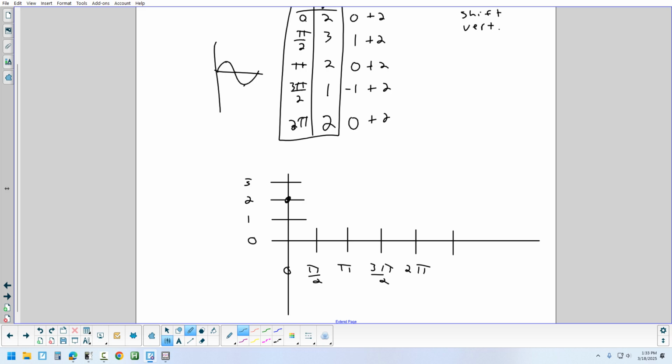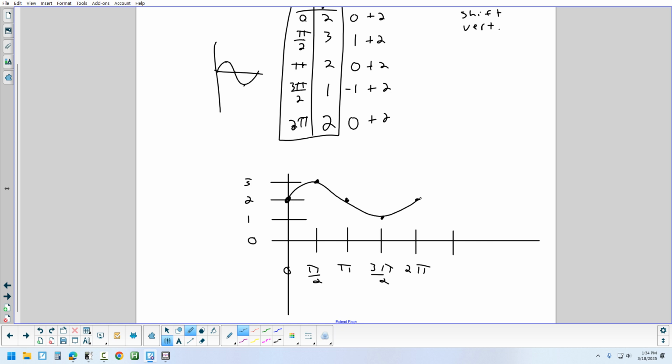Next one? Pi over 2, we're up at 3. Pi, back to 2. 3 pi over 2, 1. So 2 pi, back at 2. And there's your sketch. Okay.